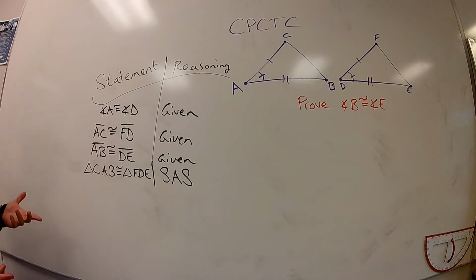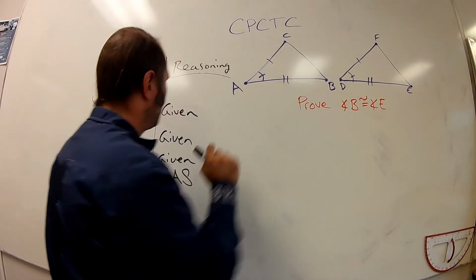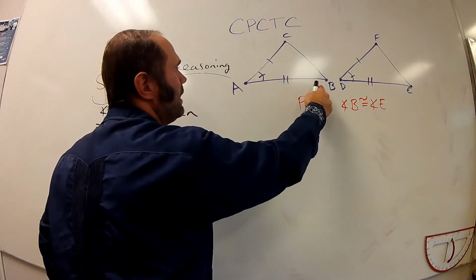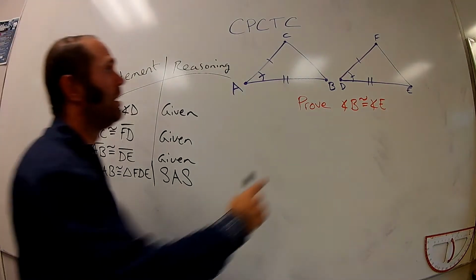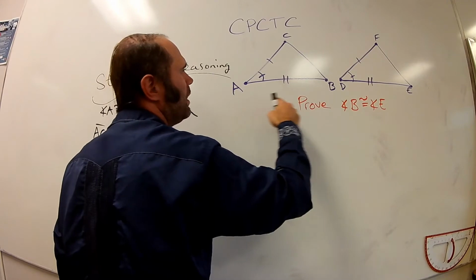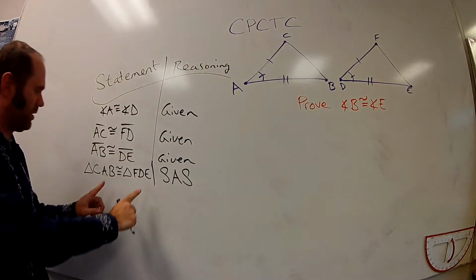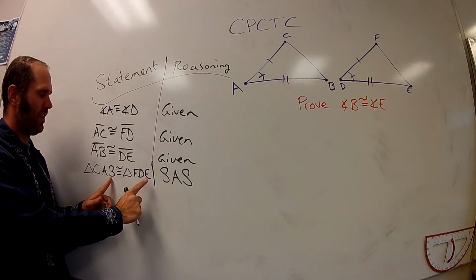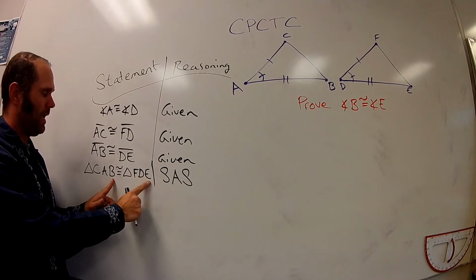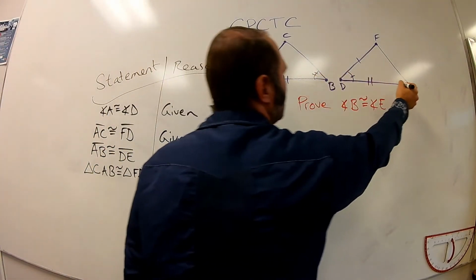Well, if two triangles are congruent, then their corresponding parts must also be congruent. And we wrote it in the right order, I think. CAB, C to A to B. FDE, F to D to E. Angle B is the last letter, and angle E is the last letter in the triangle congruence, so they must be congruent angles. Angle B and angle E are congruent angles.